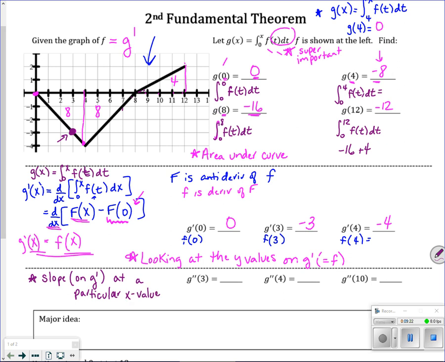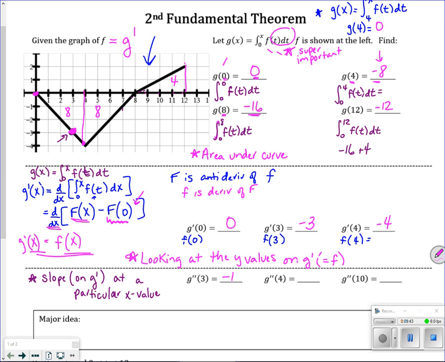So when they ask me g double prime of 3, I am looking at this point. I'm not looking at the y value. I'm saying, what is the slope of that line? Well, I can read off the graph. The good news, I can read that off. The slope of that line is negative 1.